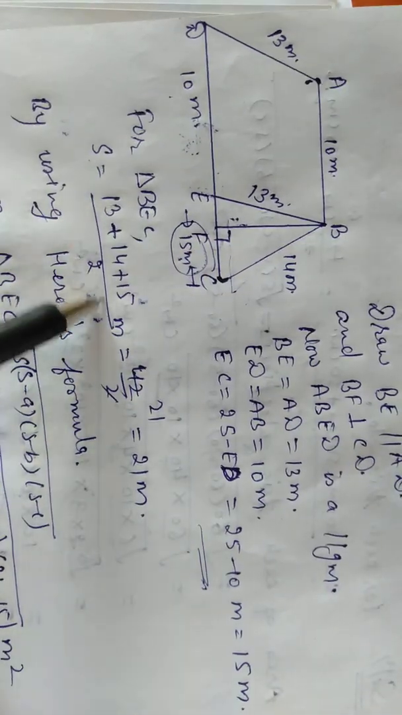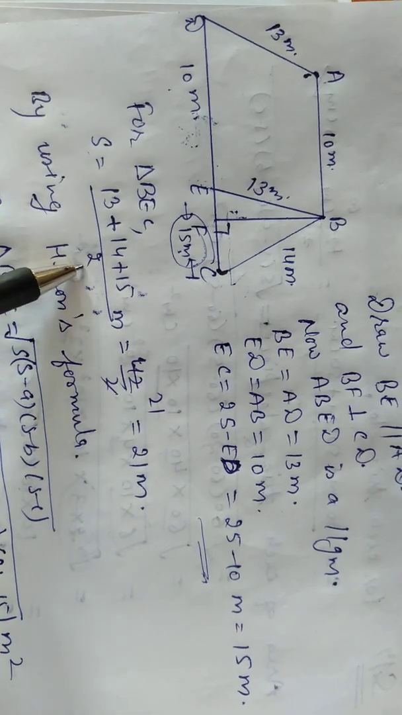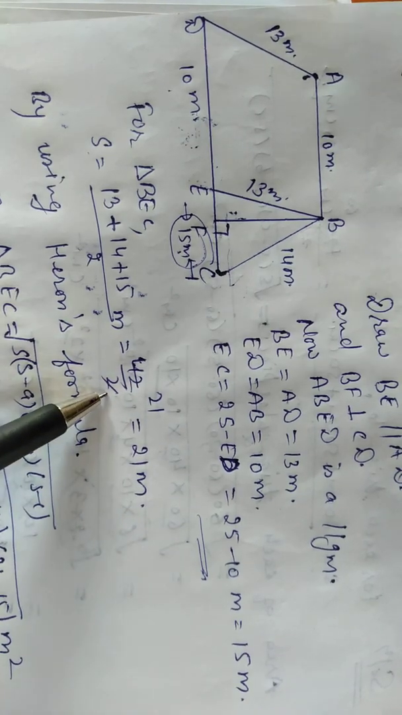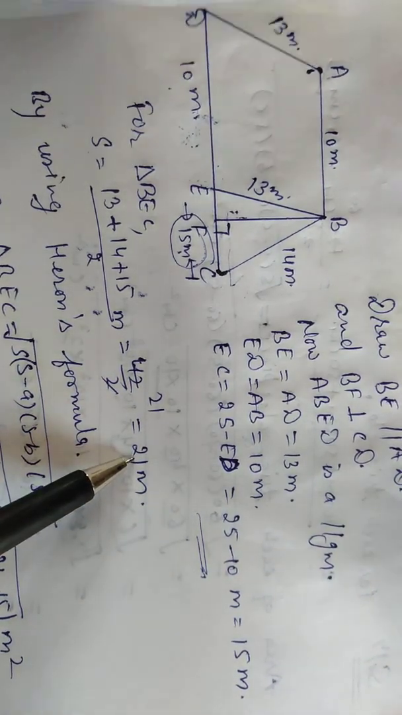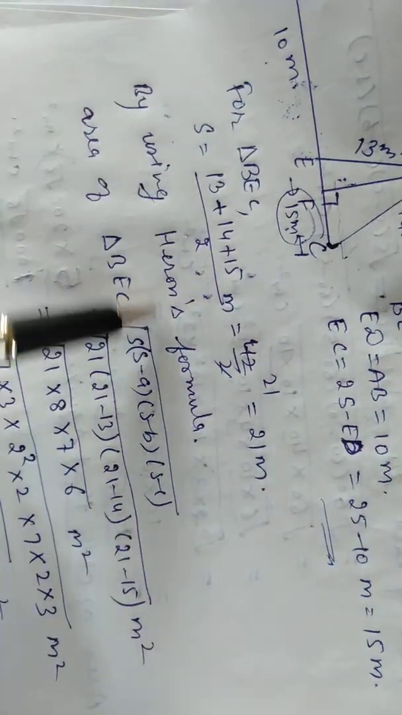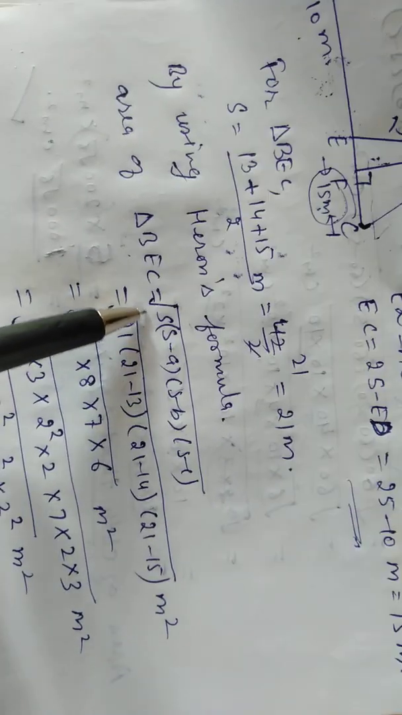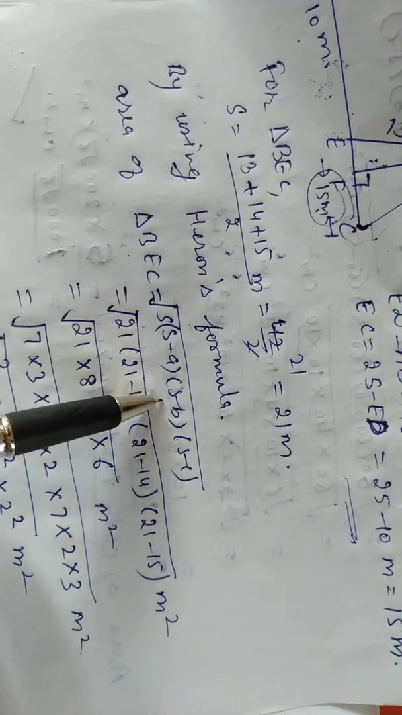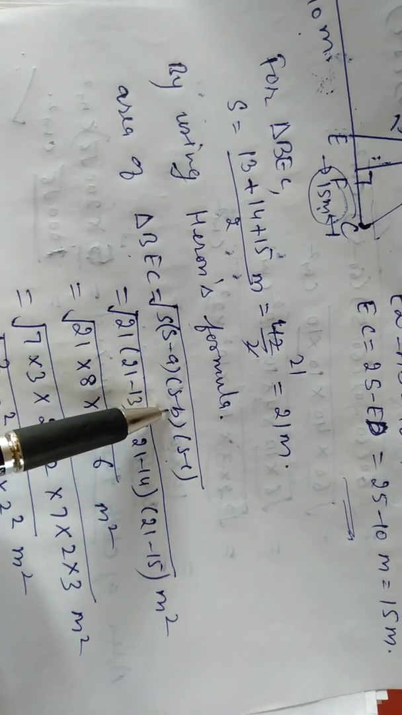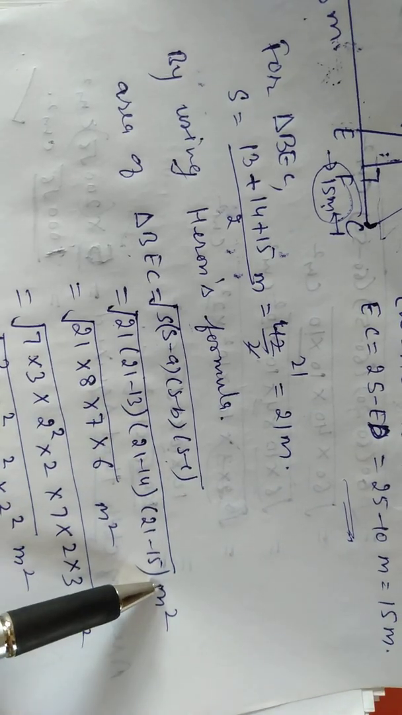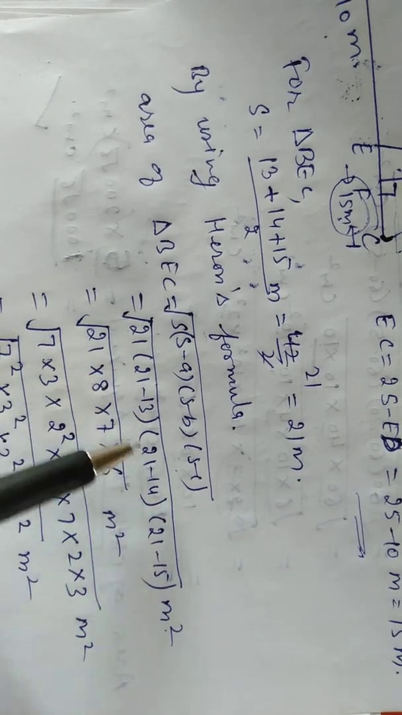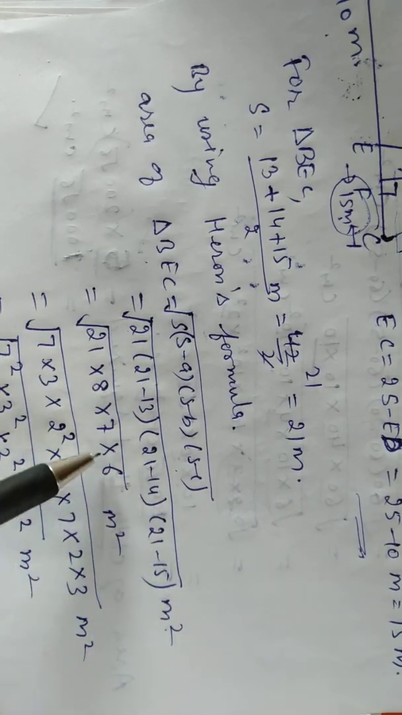So at first find the semi-perimeter, that is the sum of the sides divided by 2. The sum of the sides 13, 14 and 15 meter is 42 meter. When you divide it by 2, you will get 21 meter. Now use Heron's formula for finding the area of the triangle: the square root of S into S minus A, S minus B, S minus C. So S is 21, A is 13, B is 14 and C is 15. Just put all the values here, area in meter square. So 21 minus 13 is 8, 21 minus 14 is 7, 21 minus 15 is 6.